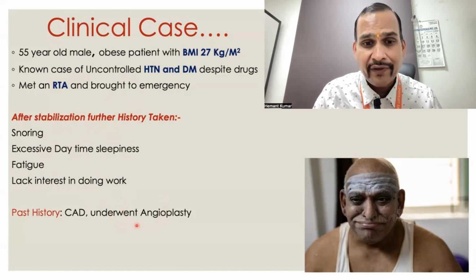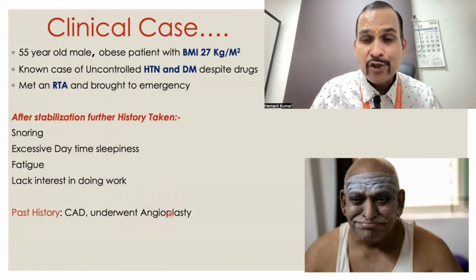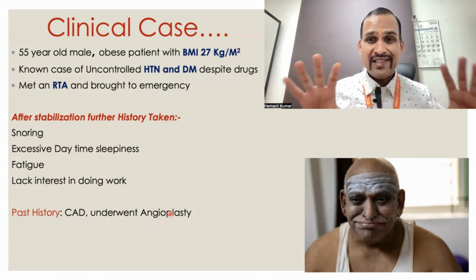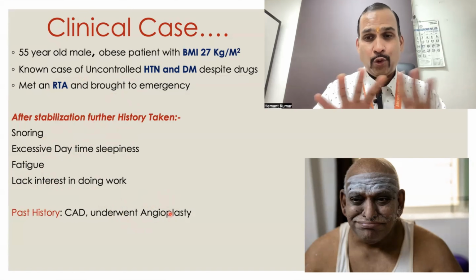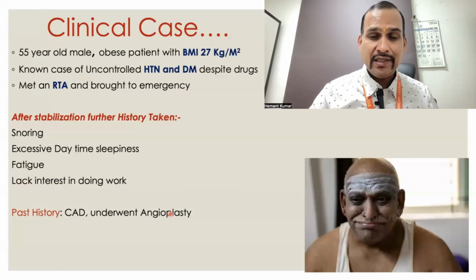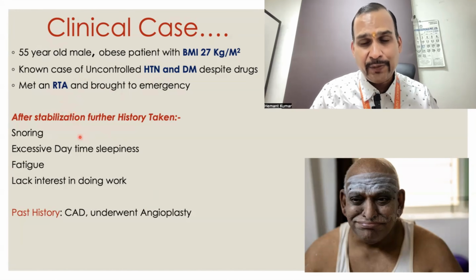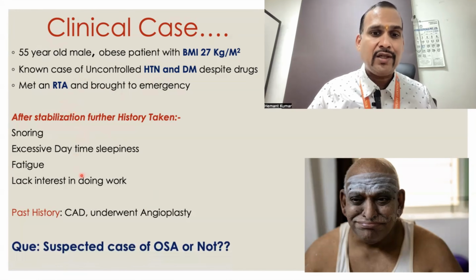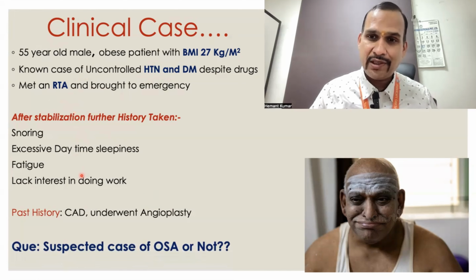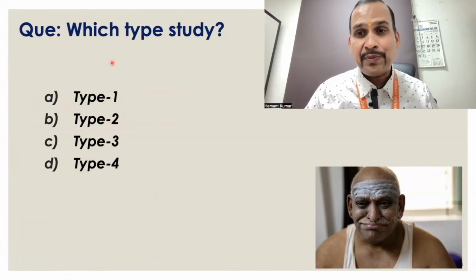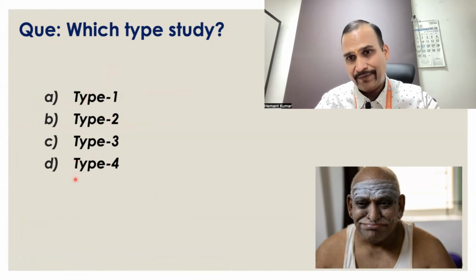He had also undergone angioplasty for myocardial infarction. So this is the typical case of OSA. OSA patients used to have multiple comorbidities, uncontrolled disease, road traffic accident. In this patient, you should suspect OSA, obstructive sleep apnea. So my question to you is, which type of sleep study is indicated in this patient?